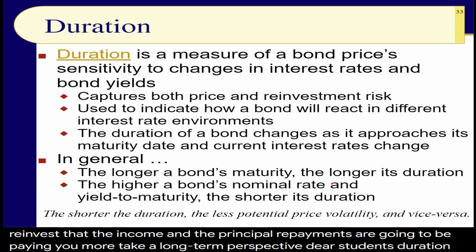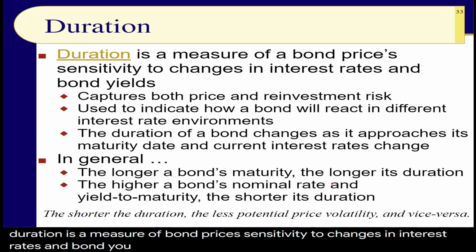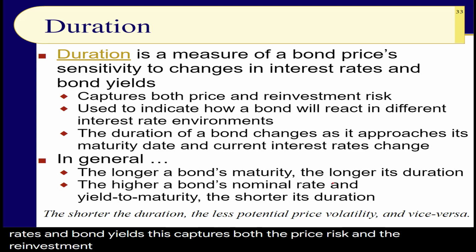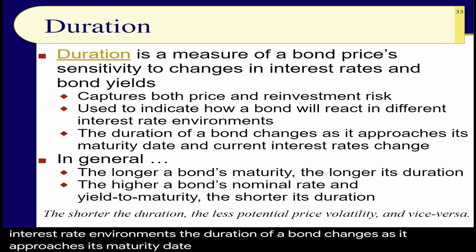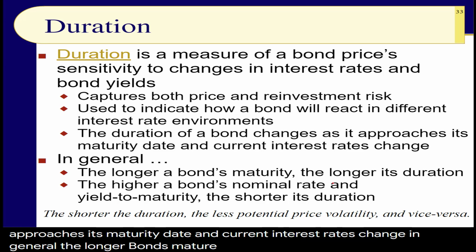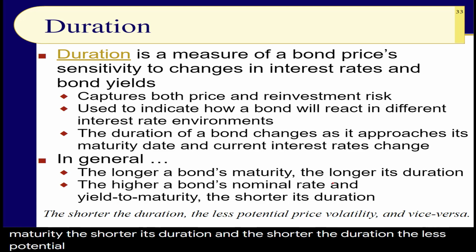Duration. Duration is a measure of bond prices' sensitivity to changes in interest rates and bond yields. This captures both the price risk and the reinvestment risk. It's used to indicate how a bond will react in different interest rate environments. The duration of a bond changes as it approaches its maturity date and current interest rates change. In general, the longer a bond's maturity, the longer its duration. The higher a bond's nominal rate and yield to maturity, the shorter its duration. And the shorter the duration, the less potential price volatility, and vice versa.